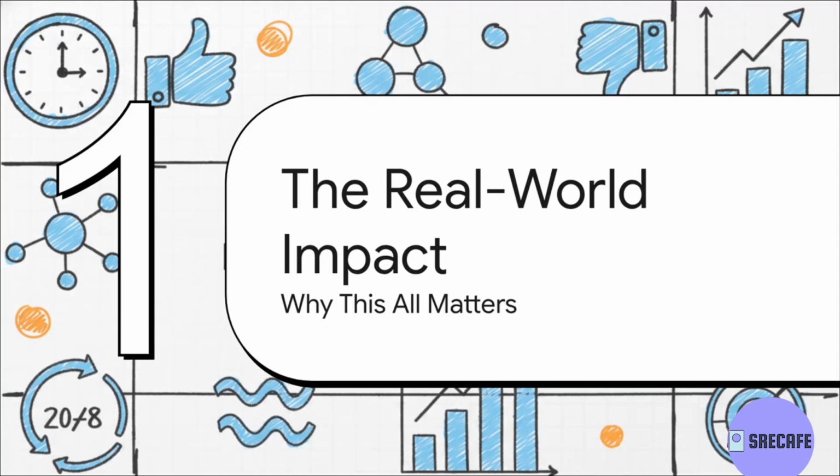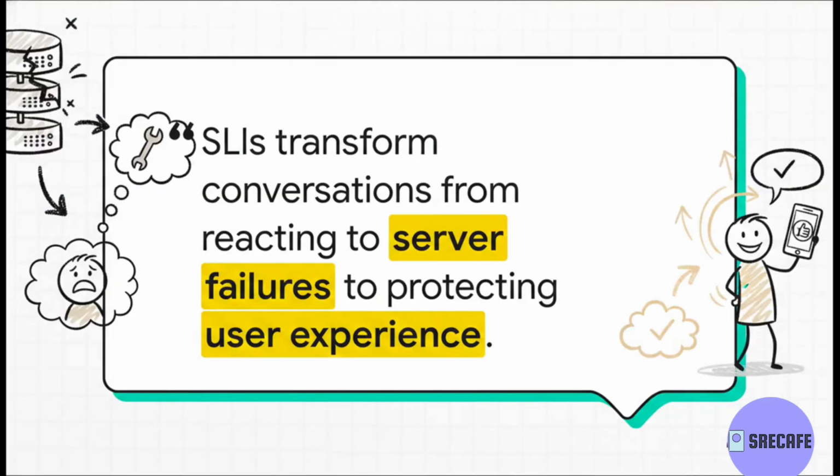So why do we go through all this trouble? Why does this matter so much? Because implementing good SLIs isn't just some technical busywork. It actually transforms how engineering teams operate. And this right here is the whole game. It completely changes the conversation. You stop asking, is the server okay? And you start asking, is the user okay? That shift moves your entire team from just reacting to fires to proactively defending and protecting the actual user experience. It's a huge change in mindset.